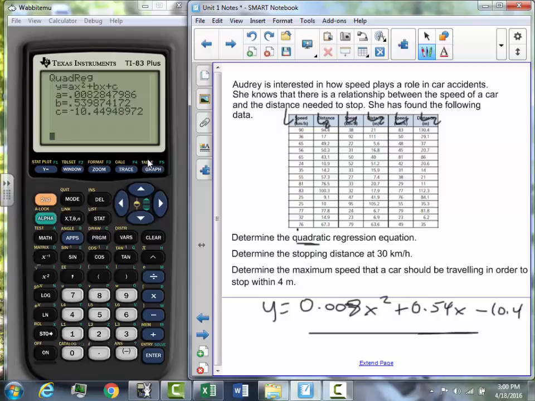Okay, so you're still trying to do a linear regression. We need it to be a quadratic regression. Then L1, L2, and then we need a y variable function, that would be y3.